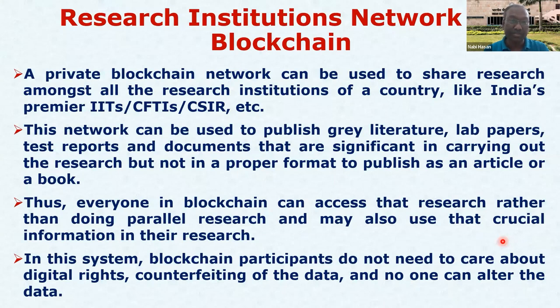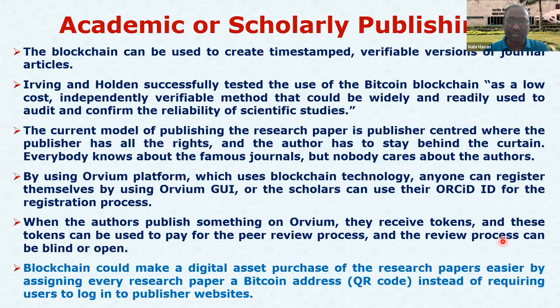Then for academic or scholarly publishing, blockchain can be used to create time-stamped verifiable versions of journal articles. Irwin and Holden successfully tested the use of the Bitcoin blockchain as a low-cost, independently verifiable method that could be widely and readily used to audit and confirm the reliability of scientific studies. So there are many uses in academic or scholarly publishing.